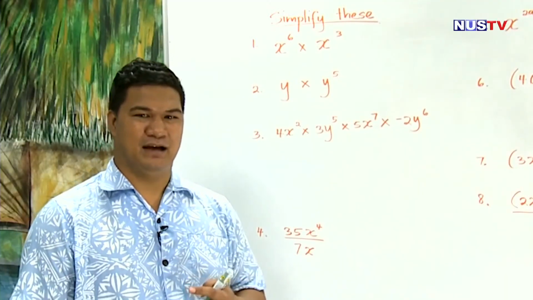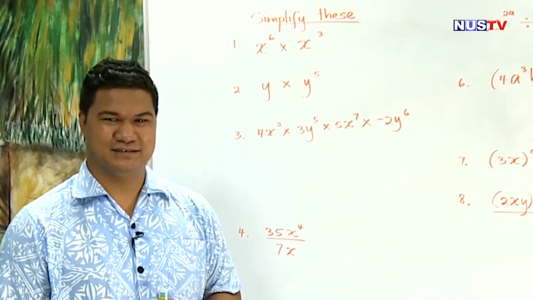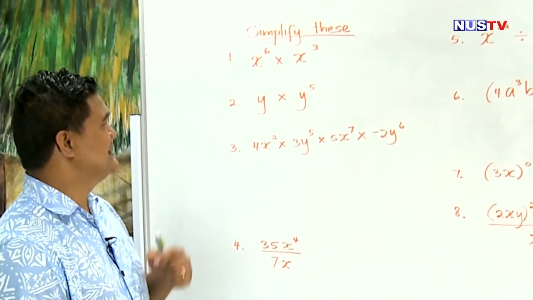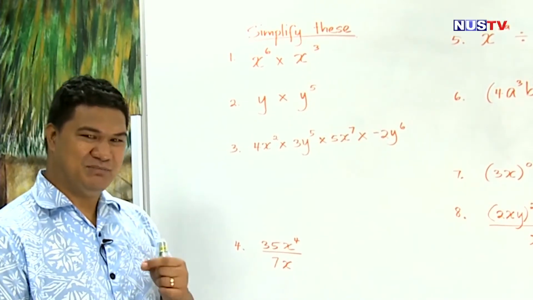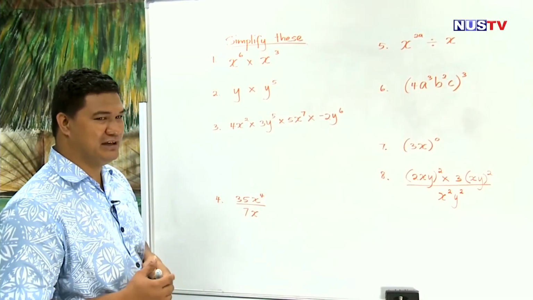Okay, let's have some examples so we can have more detail and more understanding of how to simplify our algebraic expressions using the laws of indices. So the instruction says simplify this. Simplify simply means make your statements as simple as possible. So number 1, say we have x to the power of 6 times x to the power of 3.